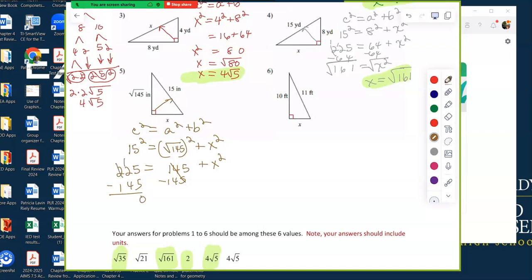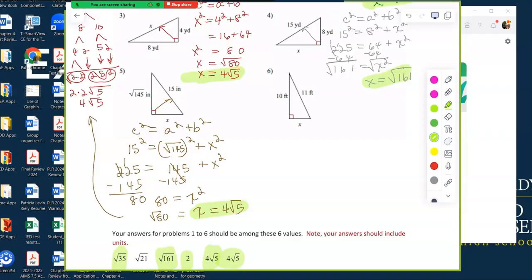This is 0. This is going to be 80. So what's going to happen is your 80 equals x squared. X equals radical 80. And in problem number 3, we said that radical 80 is 4 radical 5. And here's all the work for that. Okay, so that's our other 4 radical 5.